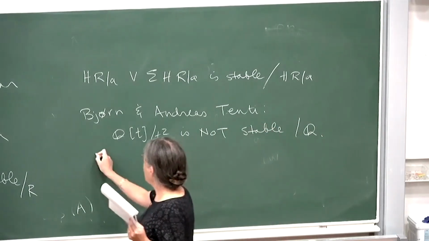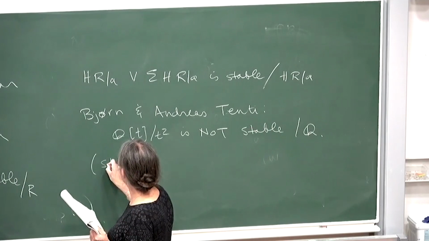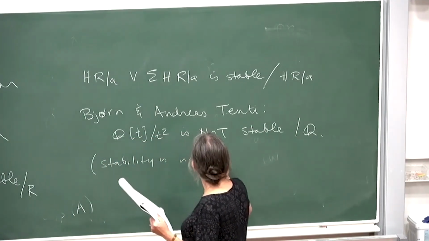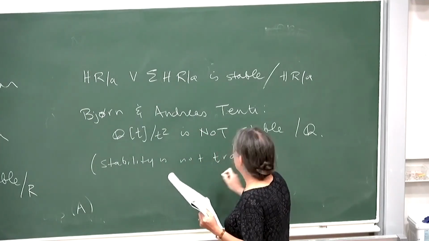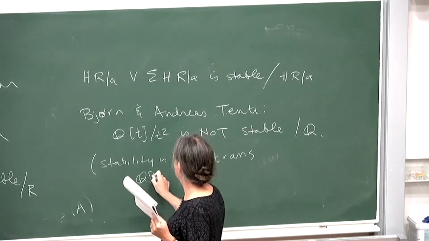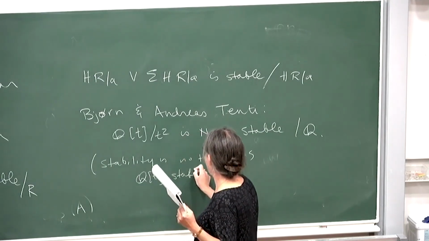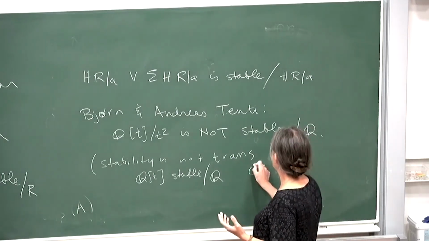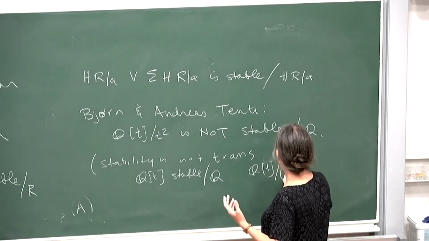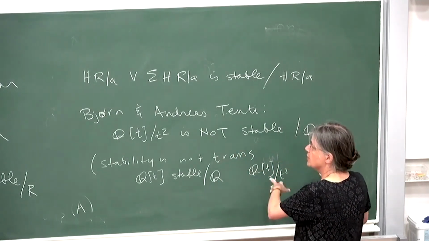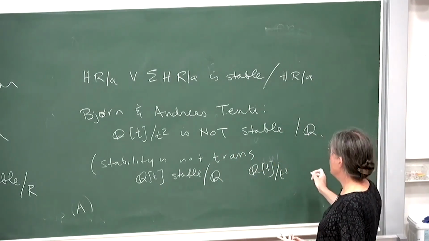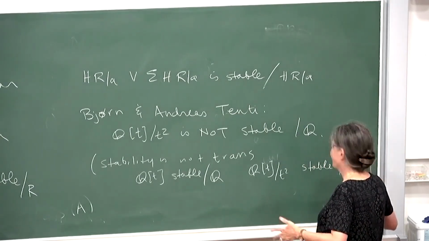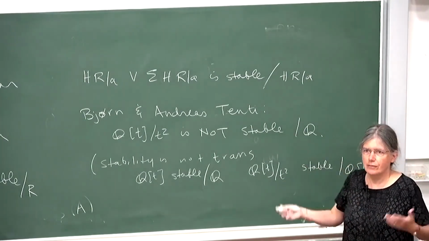And by the way, this shows that stability is not transitive. Because if you look at Q[T], it's stable over Q because it's free. That's the first case we were talking about. And if you look at Q[T] over T squared, in Q[T] there are no zero divisors. T squared is a perfectly regular element. So that's stable over Q[T]. But out of luck, you don't have transitivity.